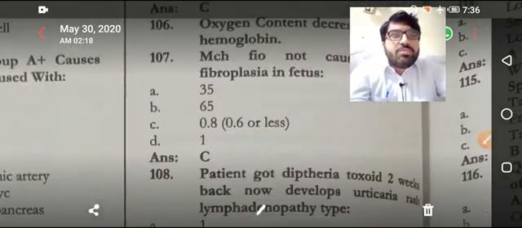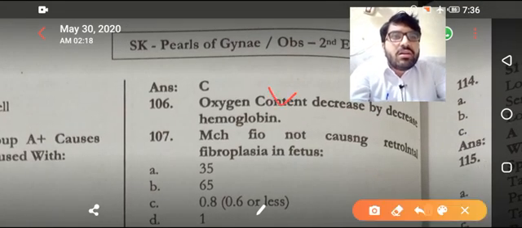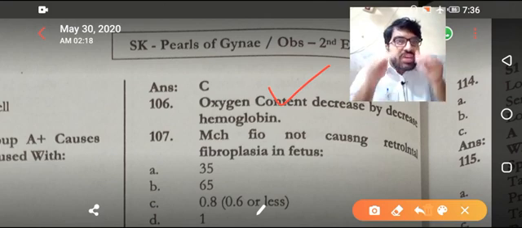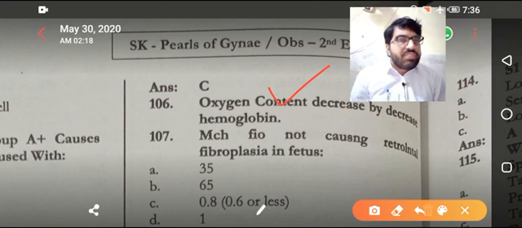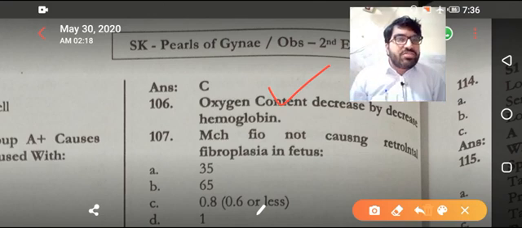So grab the concept. Oxygen content decreases by decreased hemoglobin. Now they can confuse you. What is the effect on oxygen saturation if the Hb falls? Nothing. The saturation is normal, it is oxygen content that decreases.